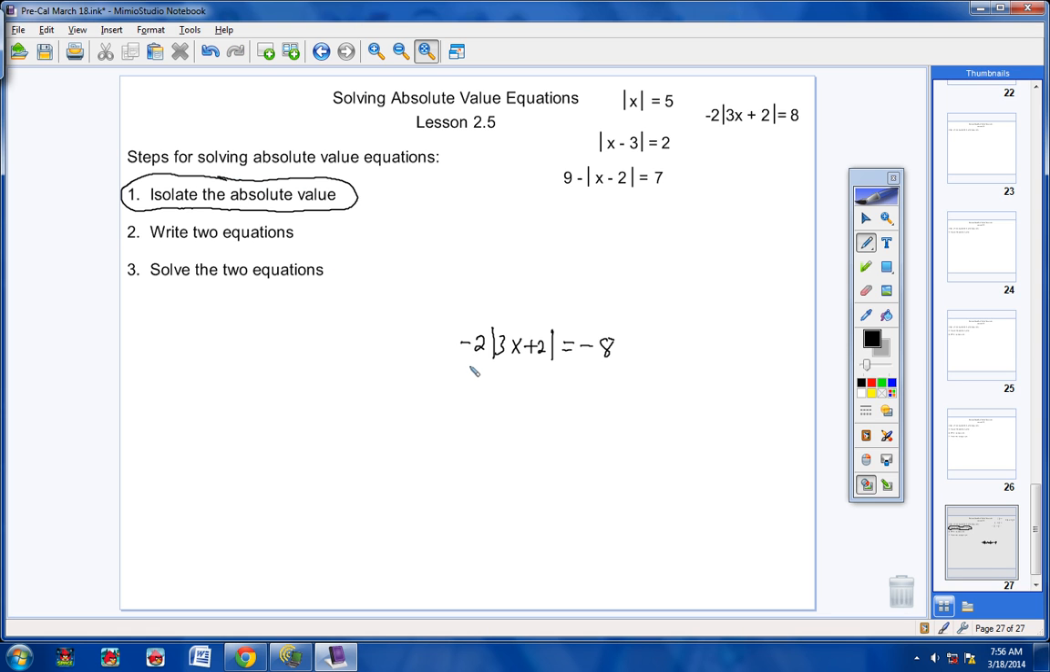Isolate the absolute value, because sometimes after you're done isolating the absolute value, the right side will have a positive number, like this situation here, and then you can go ahead and solve it. So always isolate the absolute value, and then after you've isolated the absolute value, if you then notice that you have a negative number right here, an absolute value equal to a negative number, then you know right away the answer is no solution. Okay?